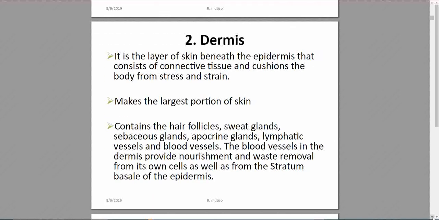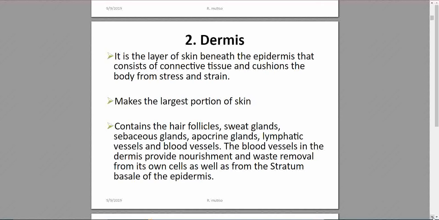Now we are in the dermis, the layer of the skin beneath the epidermis. It consists mostly of connective tissue: the matrix and all the fibers, the fibroblasts, the macrophages, and the Langerhans cells are present here. They cushion the body from stress and strain. If somebody pushes you or pinches your skin, the stress doesn't affect you because of them.